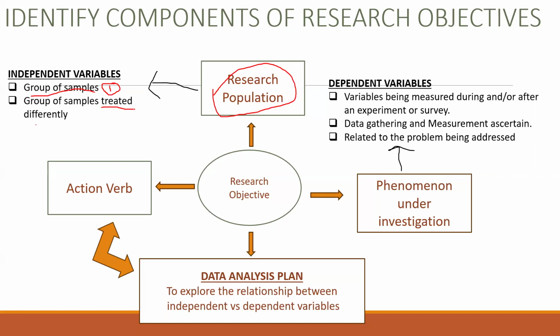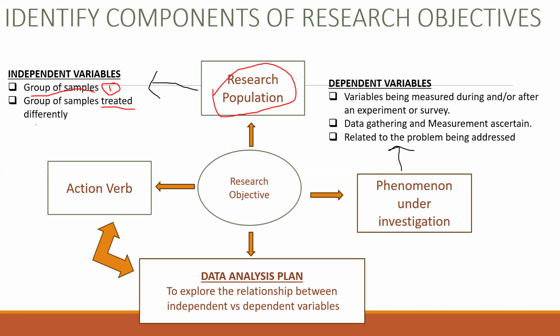For instance, I want to subject samples to different cooking temperatures. So temperature will be my treatment. I can subject one group to 60 degrees, another group to 90, and another group to 120. So you can see that temperature will be my independent variable because I have a group of samples that are treated differently. Okay, so that's another category of independent variable.